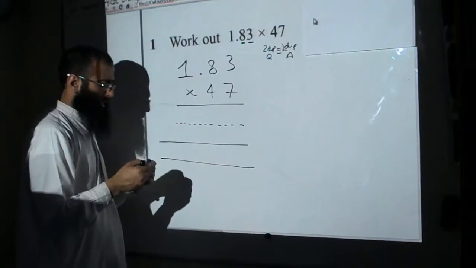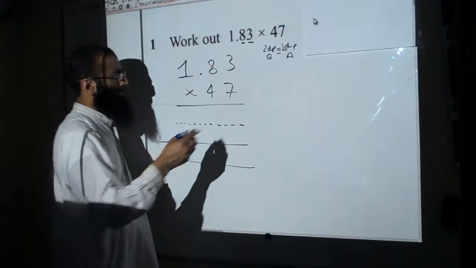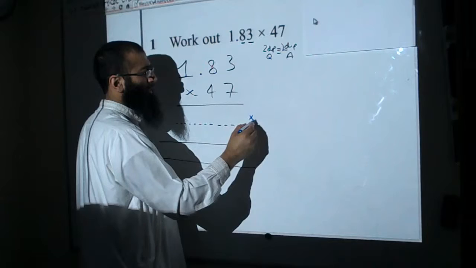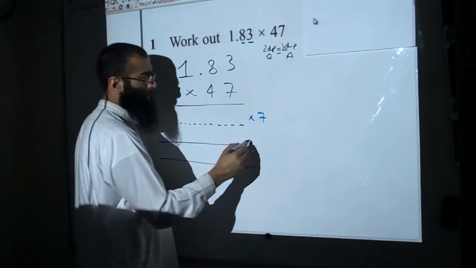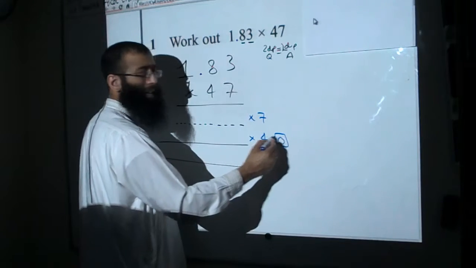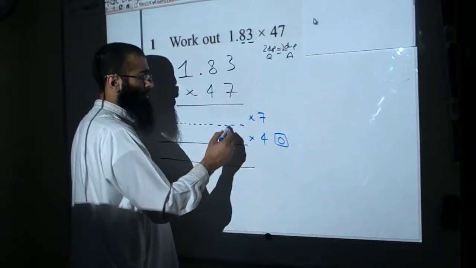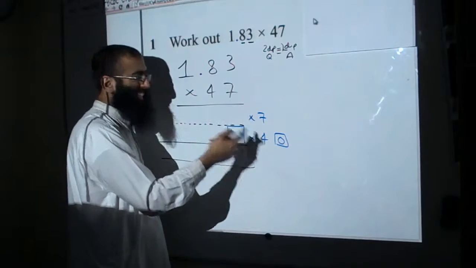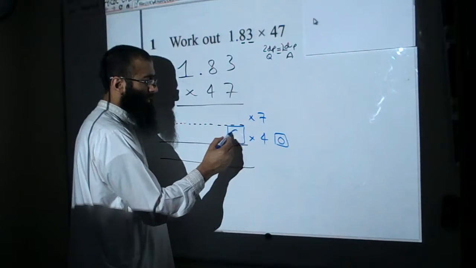So what we're going to do here is the long multiplication technique. We multiply 1.83 by the first digit on the first line, which is 7, and by the second digit on the second line we're going to add a 0. We add a 0 because we're not actually multiplying by 4, we're multiplying by 40. That's what the 0 there has the effect of.